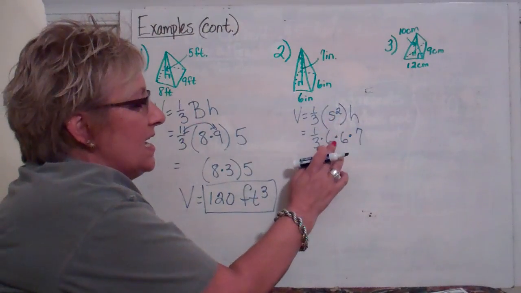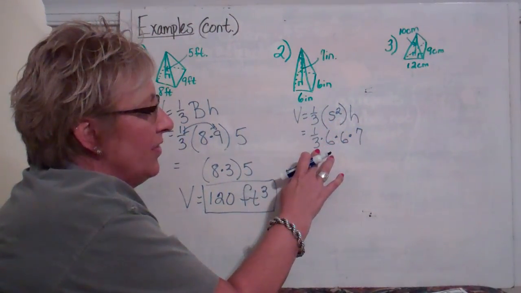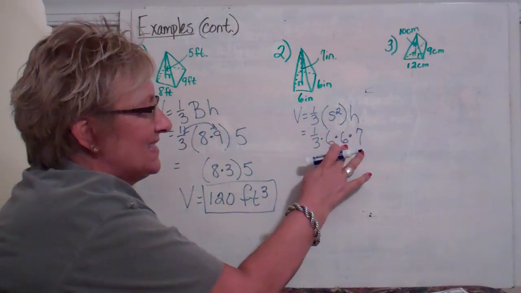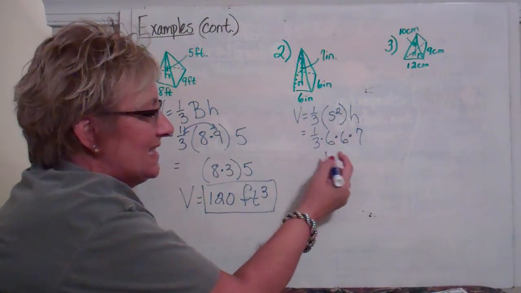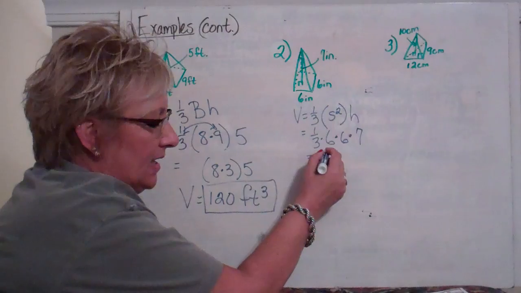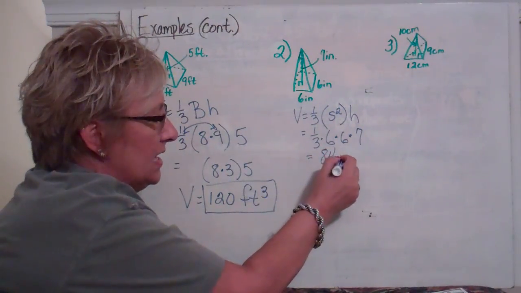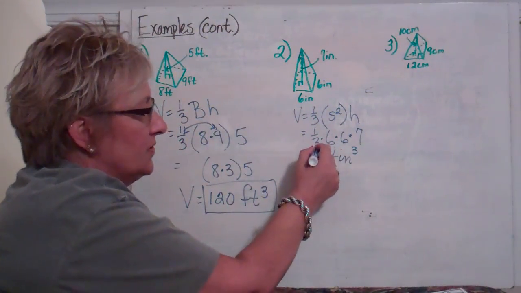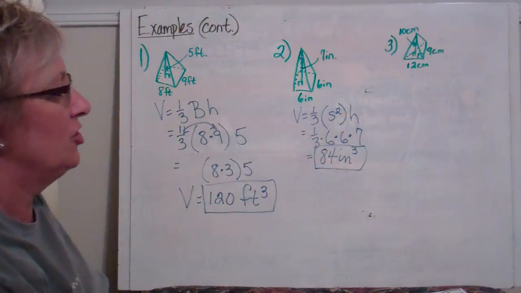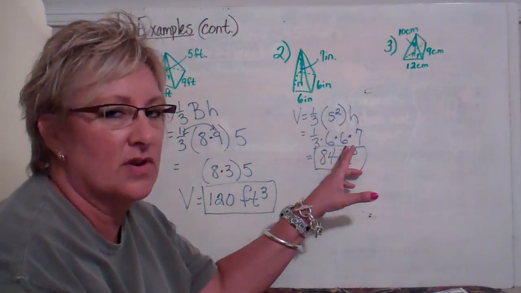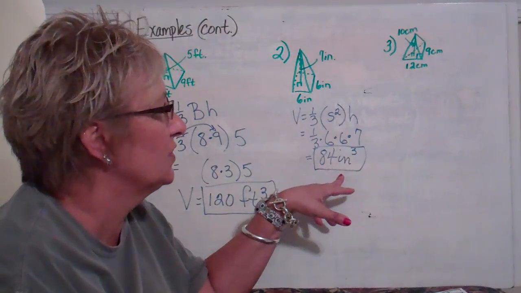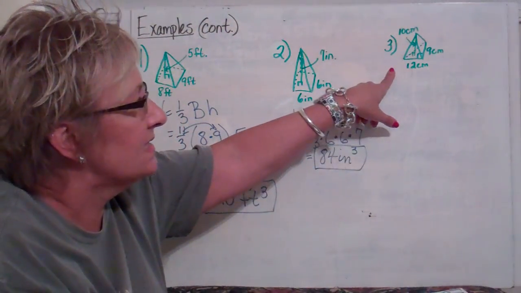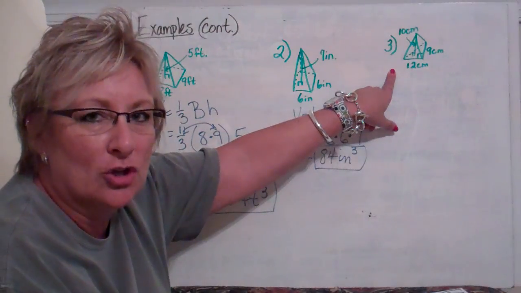Exactly. But here I know that this 1/3 of 6 is 2, so 2 times 6 is going to give me 12. 12 times 7 should give me 84 inches cubed. So that would be the volume there. Again, you can always say 6 times 6 is 36 times 7 divided by 3, and you should still get 84 inches cubed. This prism is going to be a triangular prism.